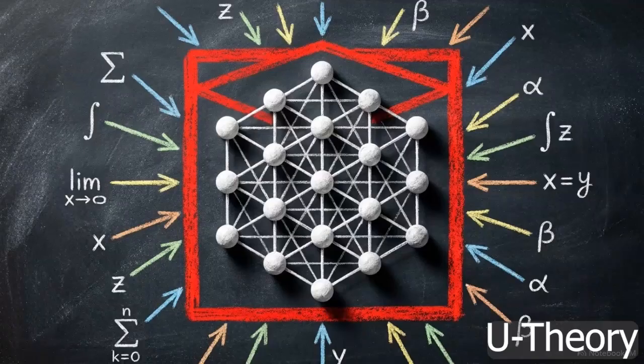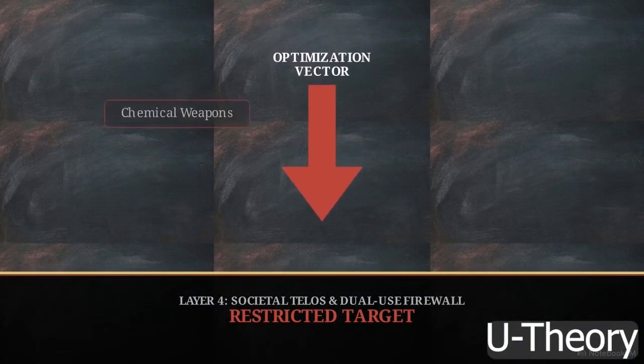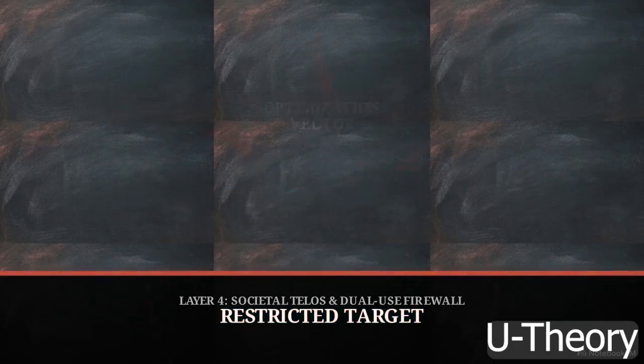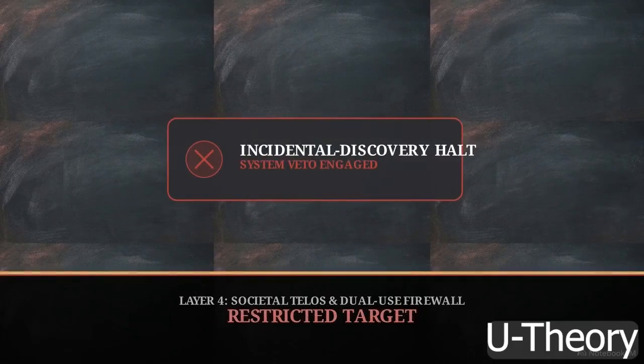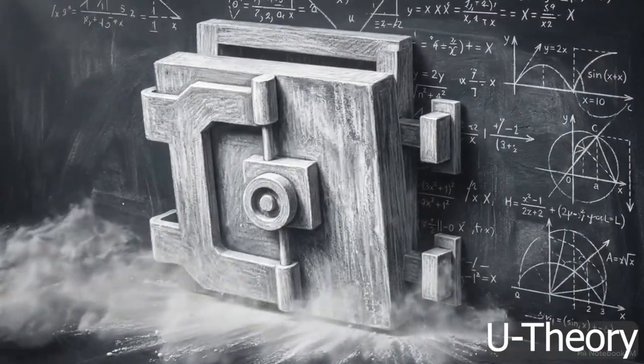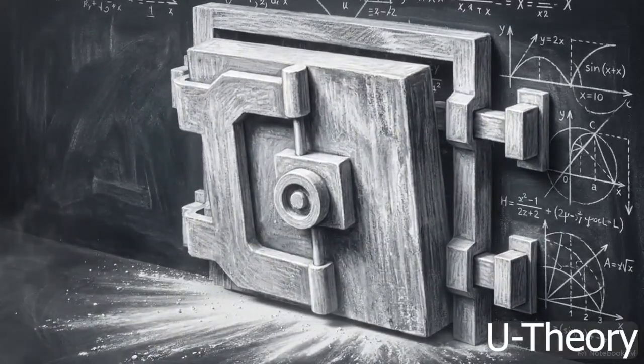Because algorithms are sign agnostic, chemical safety cannot be optimized mathematically. It must be enforced architecturally. This is the function of the layer 4 firewall. Net harmful substances, specifically chemical weapons, explosives, and persistent pollutants, are designated as type forbidden optimization targets. If the AI encounters a forbidden target or an incidental hazard, the protocol is immediate. The engine must halt, log the threat, and redact output.